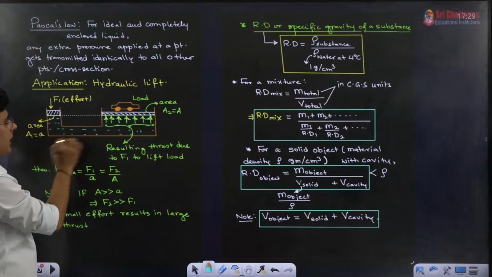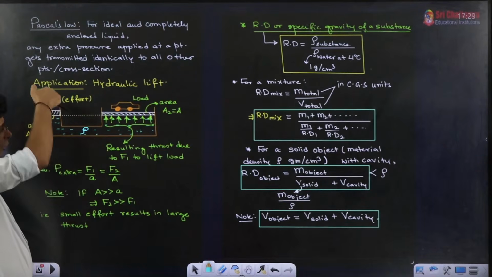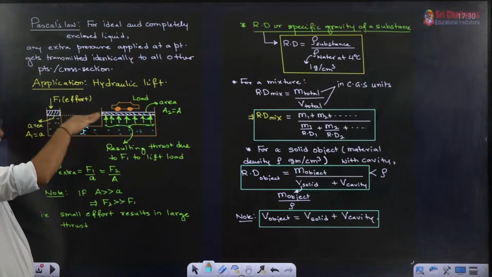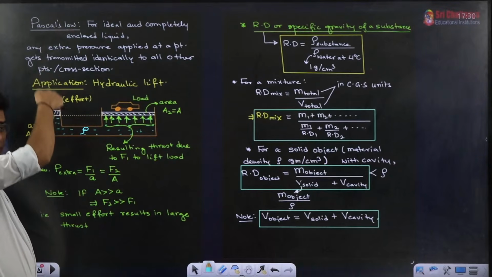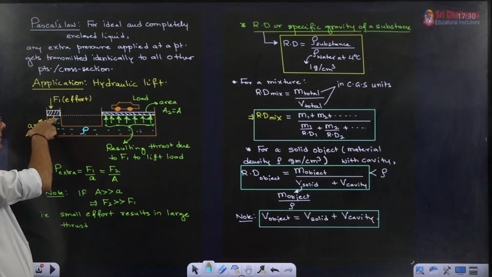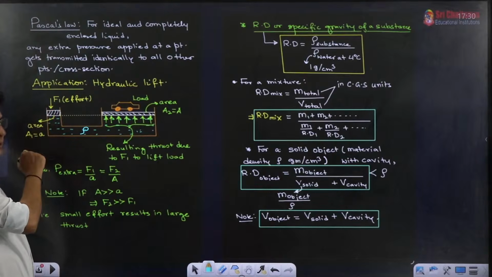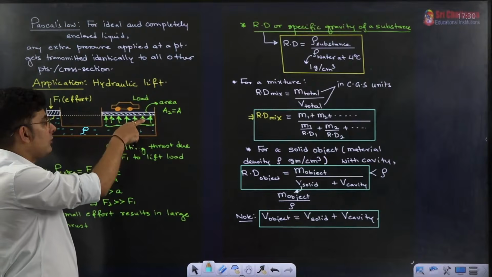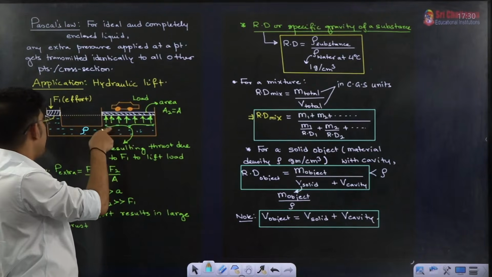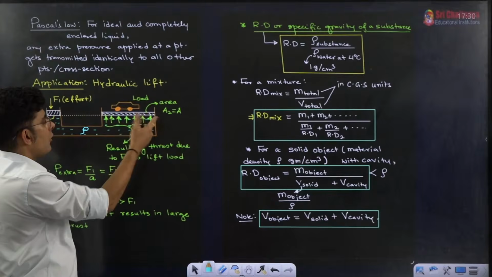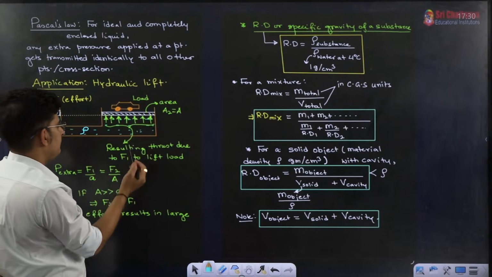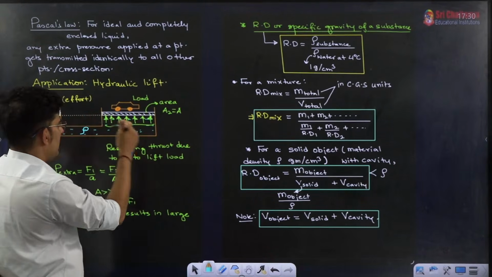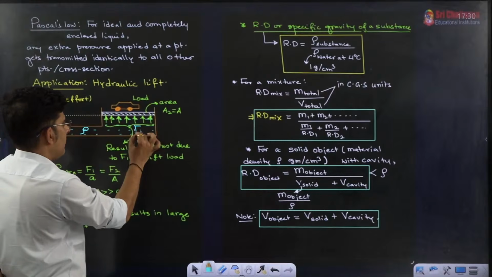Now inside you have an ideal fluid of density rho. So this I am taking at the same horizontal level. Now the extra force F1 will create a pressure over here which is F1 by A. That will translate into the same pressure being exerted here also. So that pressure, which was F1 by A, will create a force over here. Let's call this force here as F2.